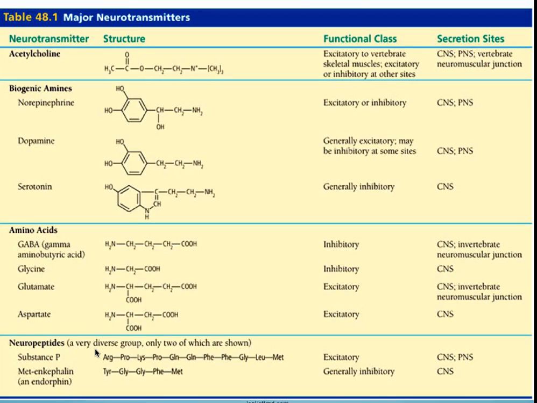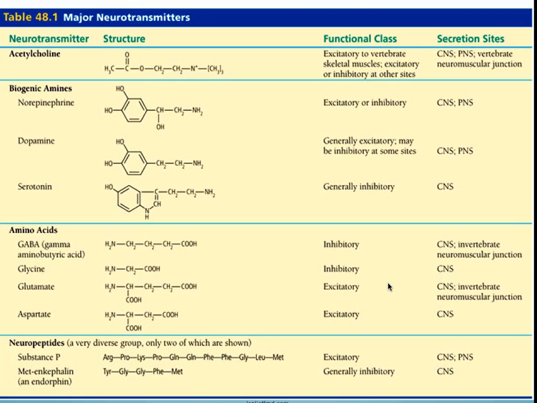Now, what is not readily apparent to you yet, and what doesn't make sense, but it will, is that you see this functional class column here says excitatory or inhibitory, or generally excitatory, okay? Now, what that means is that each one of these particular types of neurotransmitters has a propensity to either inhibit or excite the cell that it binds to, okay?